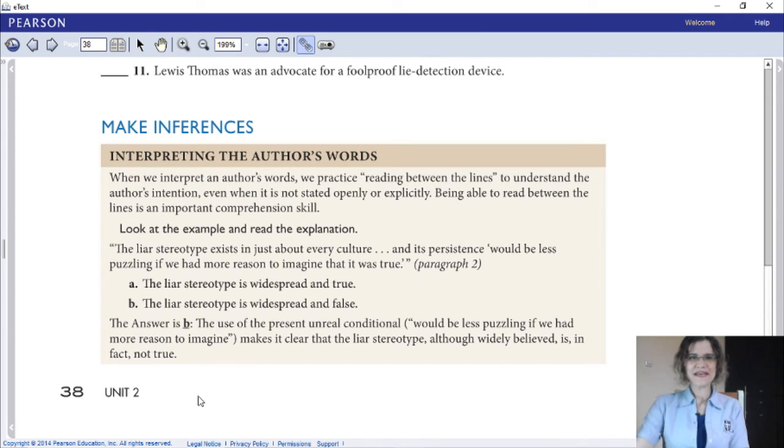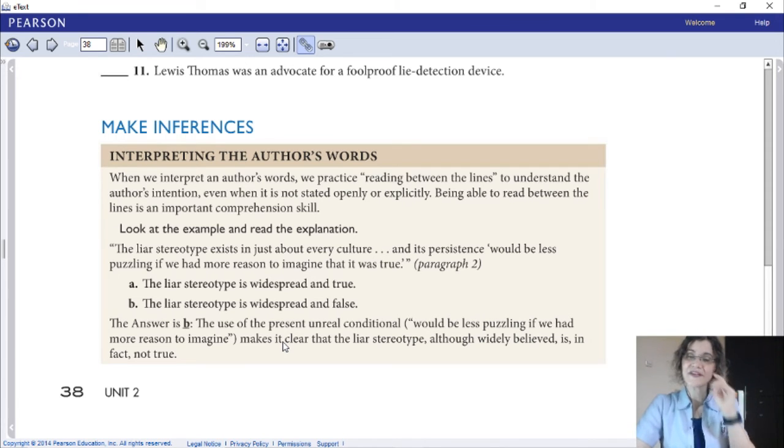We are at making inferences right now. As you know, an inference is an educated guess combining facts, literal points that are stated in the text, and from looking at those facts, we can come up with a conclusion, an implied meaning, right? An analytical question, exactly. When we interpret an author's words, we practice reading between the lines. Interpreting means translating. Reading between the lines means that you're not only reading what is written there, but you want to know the underlying meaning of something.